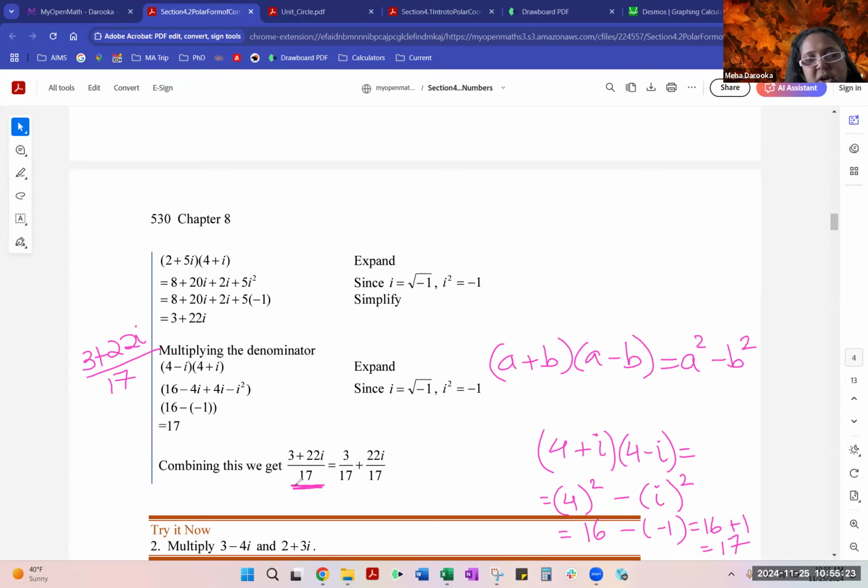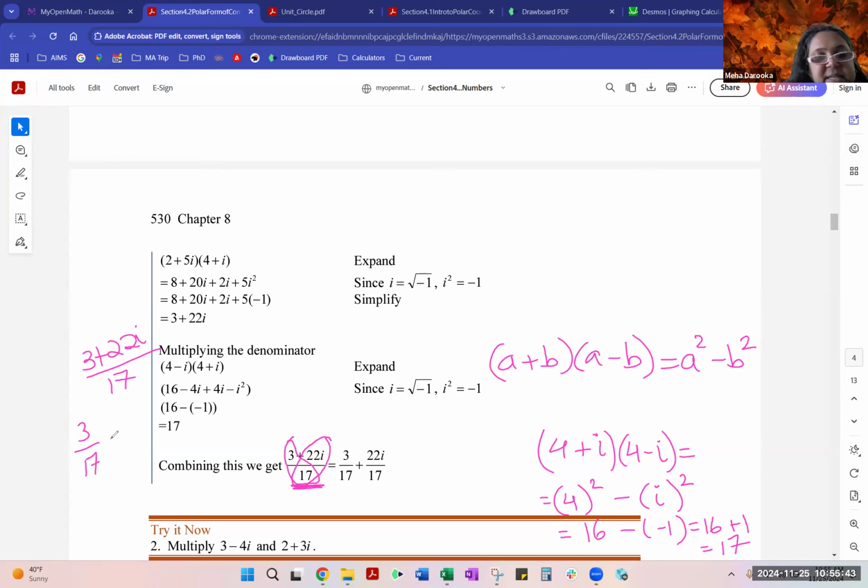Like you can see here. So now you separate the real part. So you take 3 over 17, and then you separate the imaginary part, and you get 22i over 17. Now, if you could reduce the fraction 3 over 17, you would. If you can reduce 22 over 17, you would. So you want to separate those.